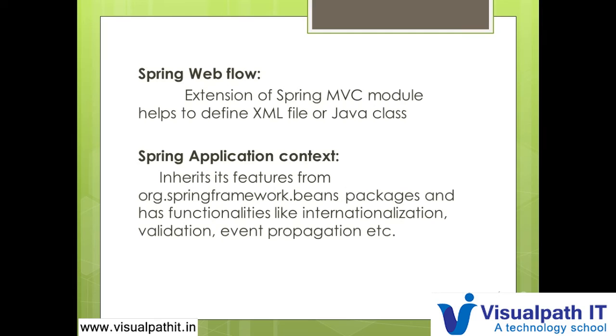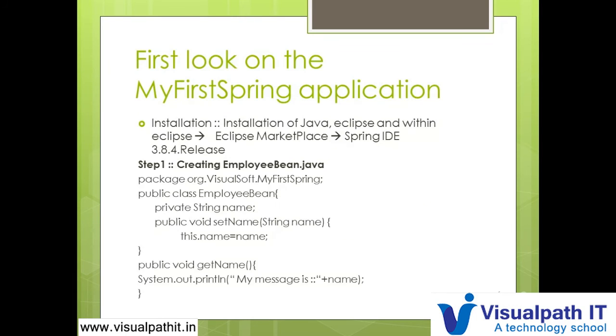Then comes the application context. As we already talked about, application context mainly inherits all its features from the Beans package, org.springframework.beans package, and it mainly supports functionalities like internationalization, validation, event propagation, as well as message functionality, that is message flow handling operations.